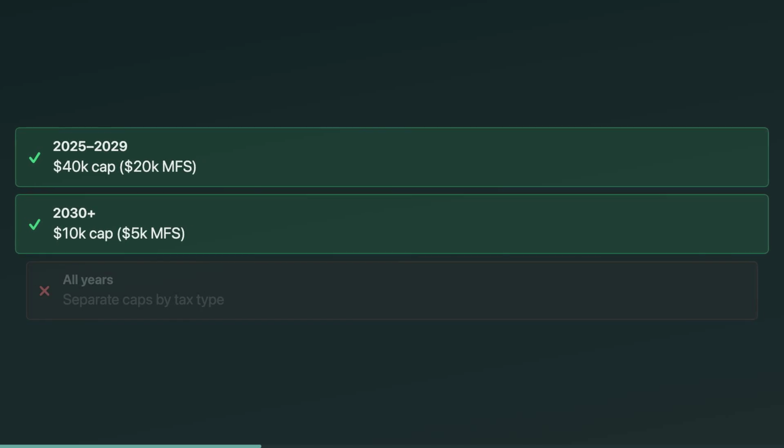Now the SALT cap. For 2025 through 2029, the combined deduction for state and local income, sales, and property taxes is capped at $40,000, or $20,000 if married filing separately, and there's a high-income phase-out. Starting in 2030, it reverts to $10,000 or $5,000 MFS. On the EA exam, they love asking which year uses which cap.